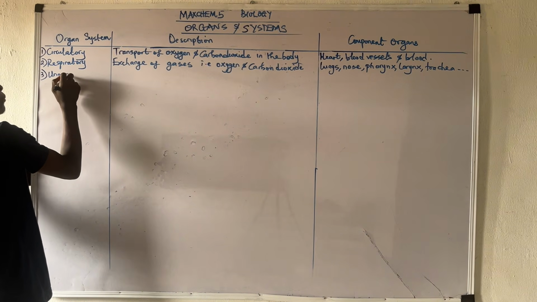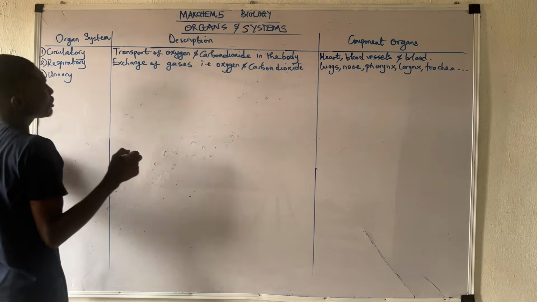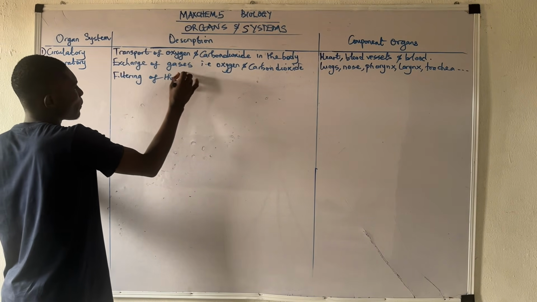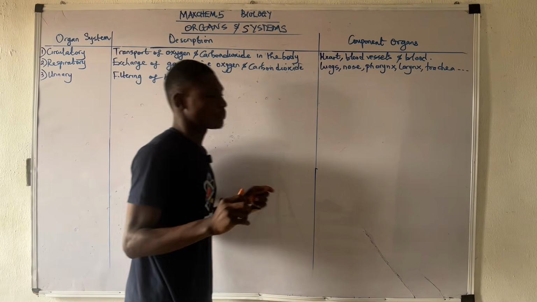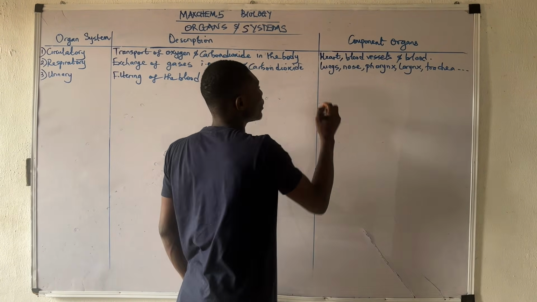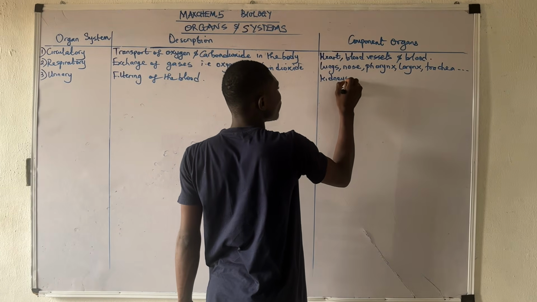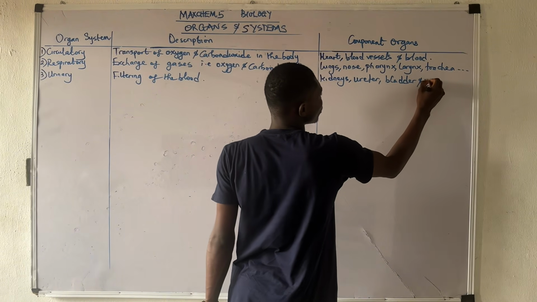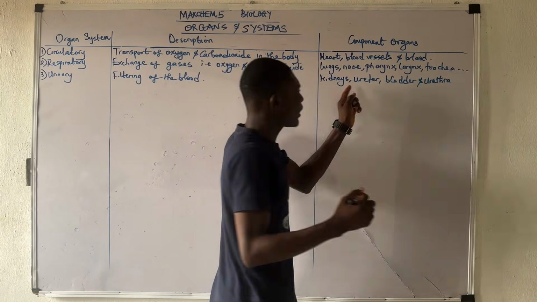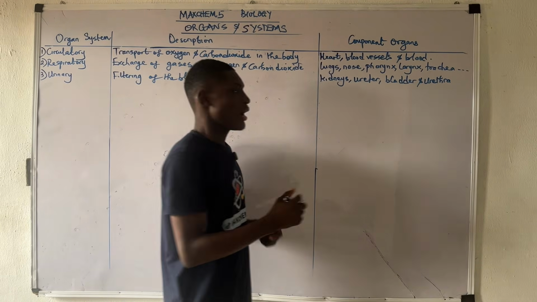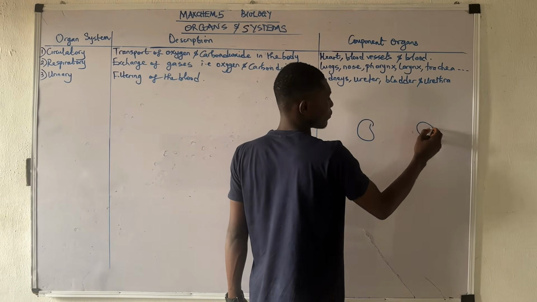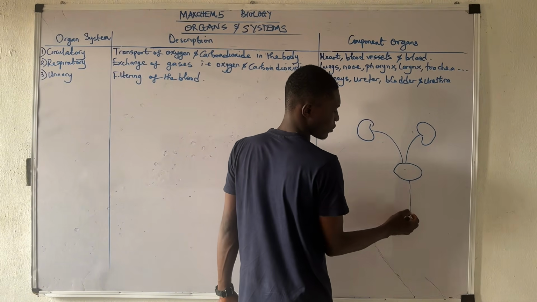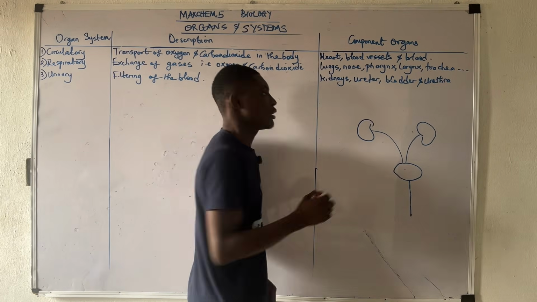urinary system. The urinary system has to do with basically filtering of the blood. That's the basic function. The component organs are the kidneys, the ureter, bladder, and urethra. The ureter is different from the urethra. We have the kidneys. These are the kidneys.